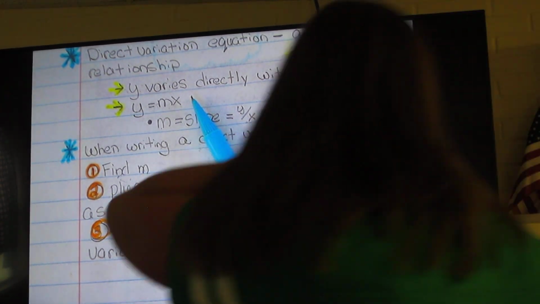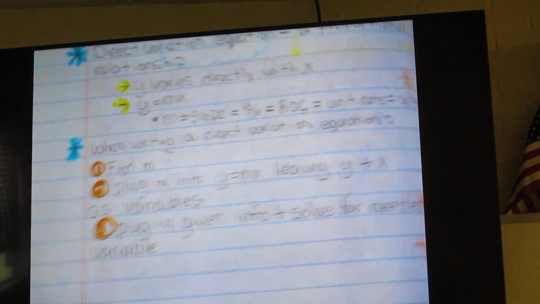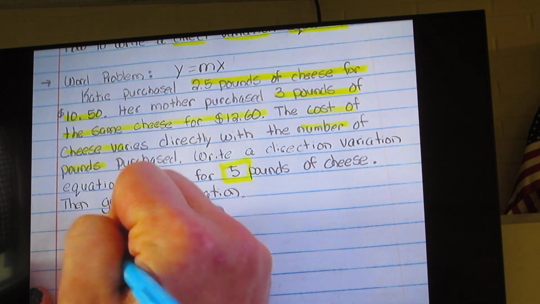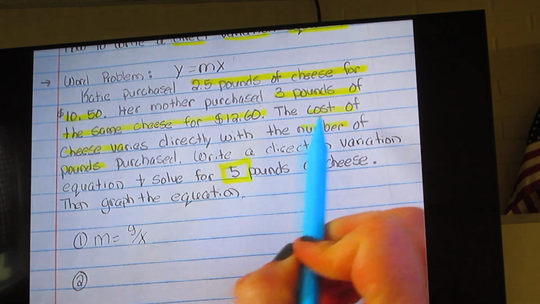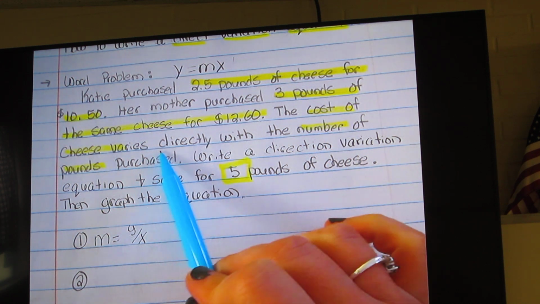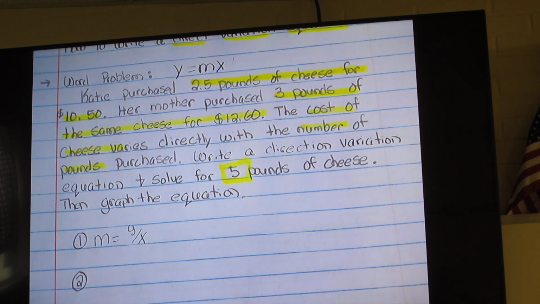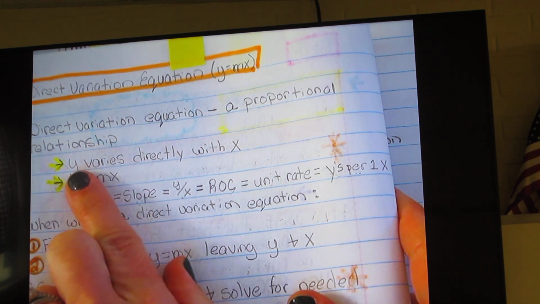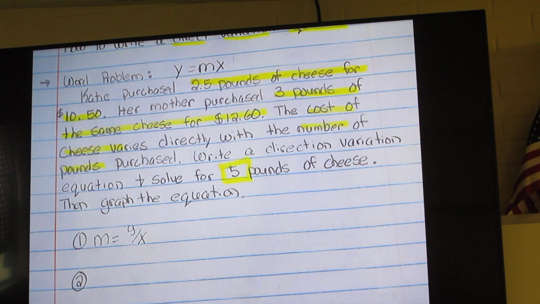So, try this again. The first thing that we're going to do is find m. We're going to use our y divided by x. So m equals y divided by x. But the sentence I highlighted right here, the cost of cheese varies directly with the number of pounds, is very important. Because if I look right here, y varies directly with x. Y comes in front of varies directly and x comes after. That's important to know which is which.